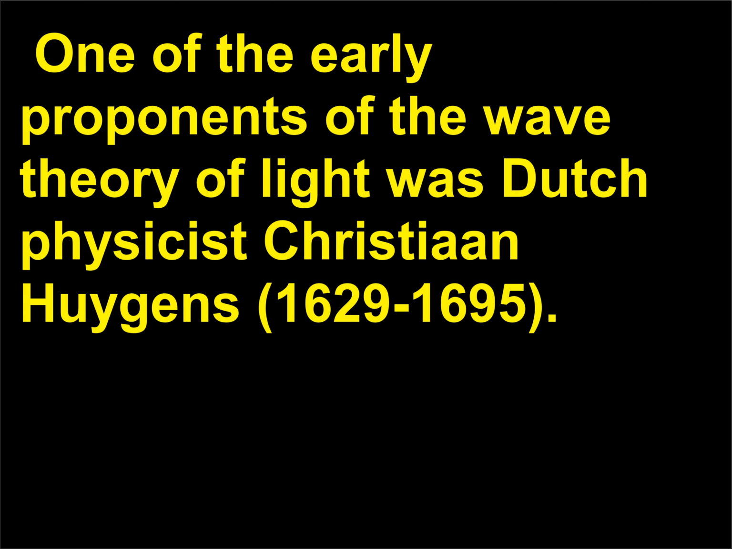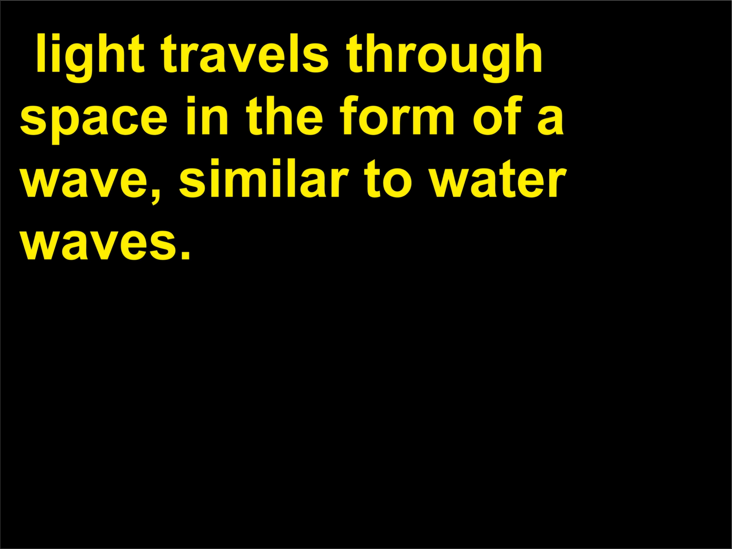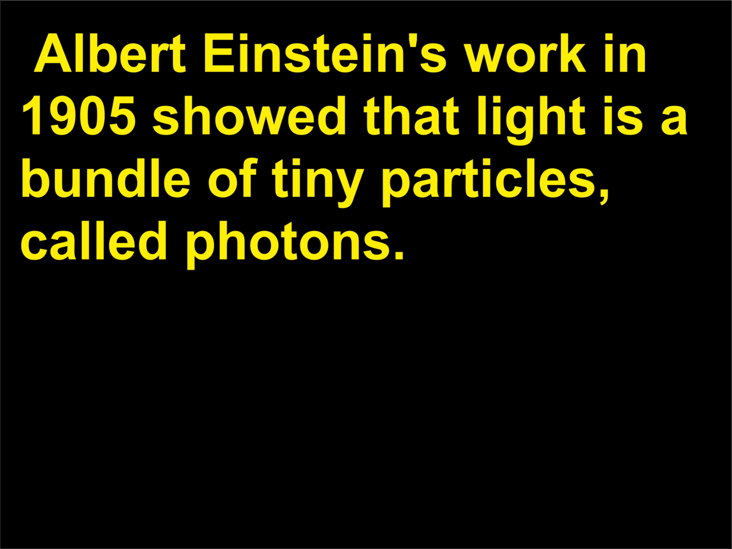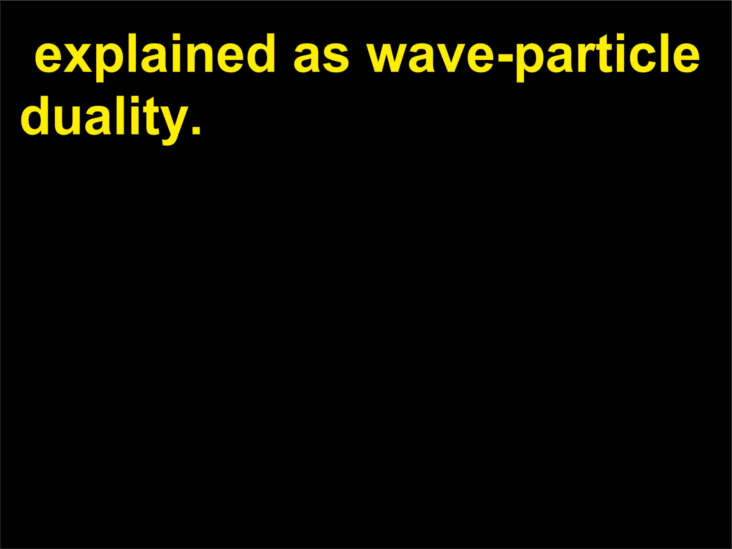One of the early proponents of the wave theory of light was Dutch physicist Christiaan Huygens, 1629–1695. According to the wave theory of light, light travels through space in the form of a wave, similar to water waves. Albert Einstein's work in 1905 showed that light is a bundle of tiny particles, called photons. Scientists now believe that light has properties of both waves and particles, explained as wave-particle duality.